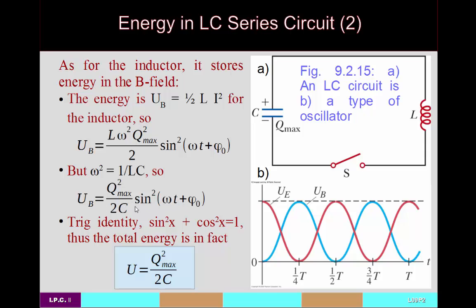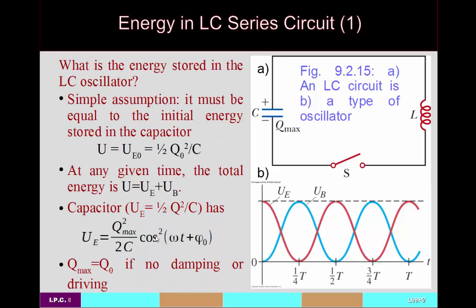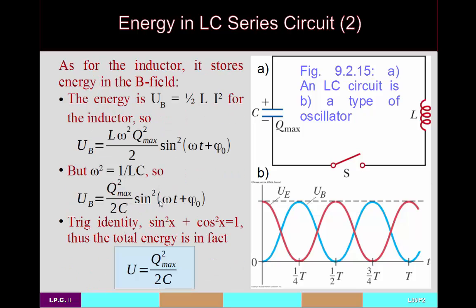So we have a cosine squared times Q max squared over 2C, and we have a sine squared times Q max squared over 2C. That means we have a sine squared plus a cosine squared that equals 1. So the total energy stored by this entire system is Q squared max over 2C, which is exactly what we would have expected. It's basically the initial energy that was stored on just the capacitor.